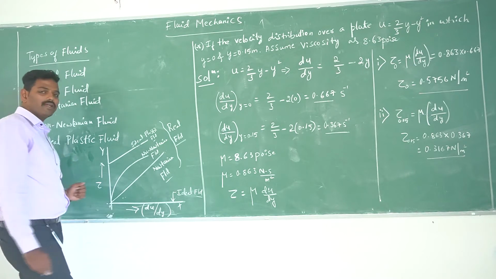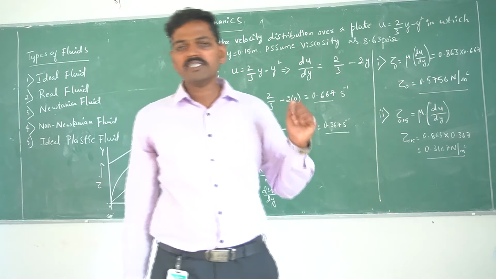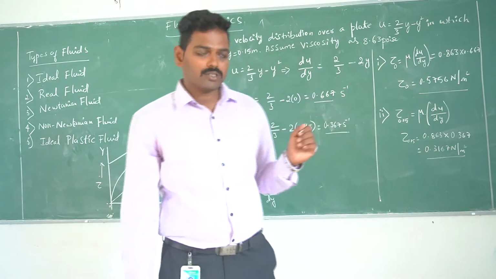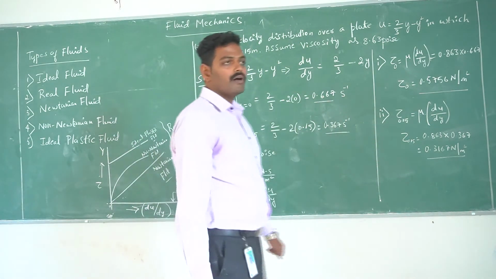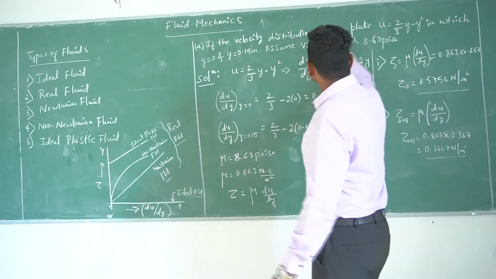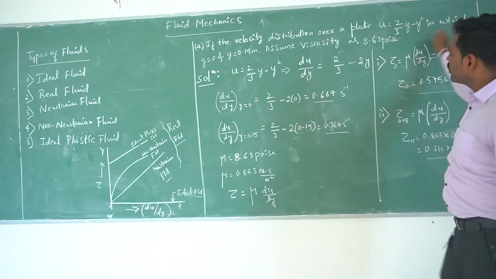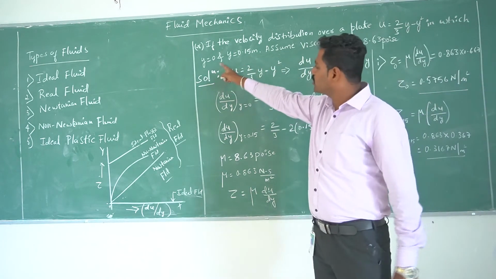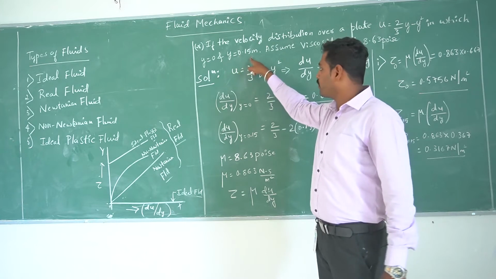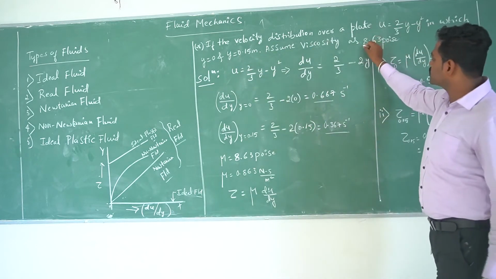This is about ideal plastic fluid. So these are all the types of fluids with respect to Newton's law of viscosity. Then next, with the numericals, you can see here, if the velocity distribution over a plate is u equal to 2/3 y minus y square, in which y is equal to 0 and y is equal to 0.15 meter, assume viscosity as 8.63 poise.